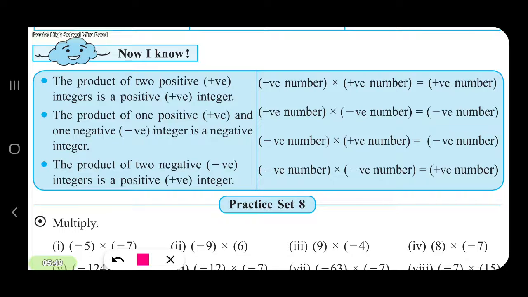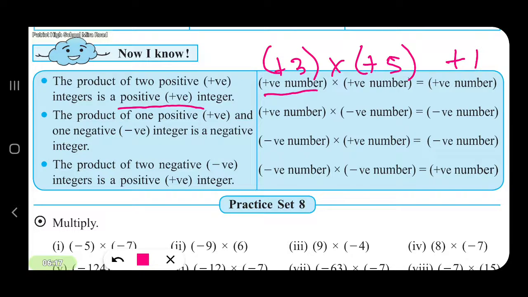The product of two positive integers is positive. Suppose you have some number here. It can be 3, it can be 15, any number, but it is positive. This is multiplied by another positive number. So suppose this is 5. Then 3 fives are 15, so it will be a positive product. The number which we obtain by multiplying two positive numbers will be a positive number.